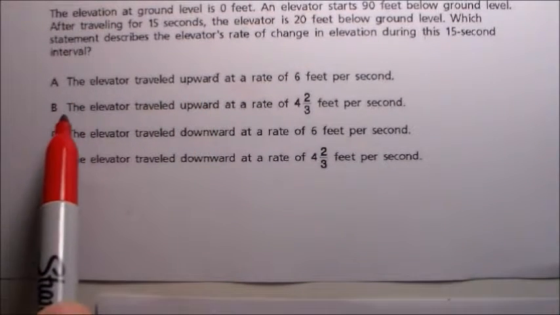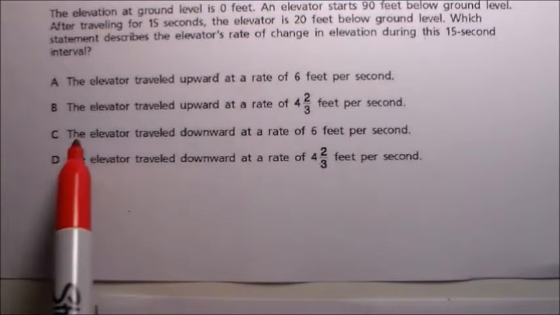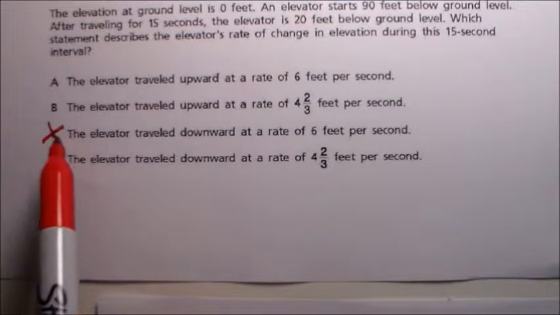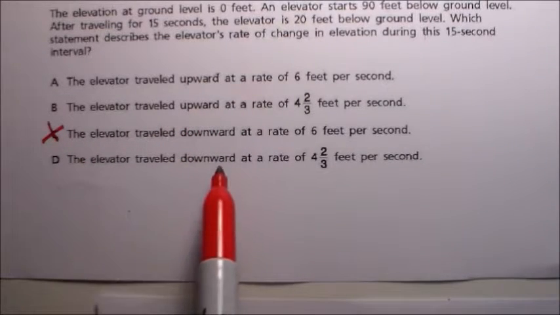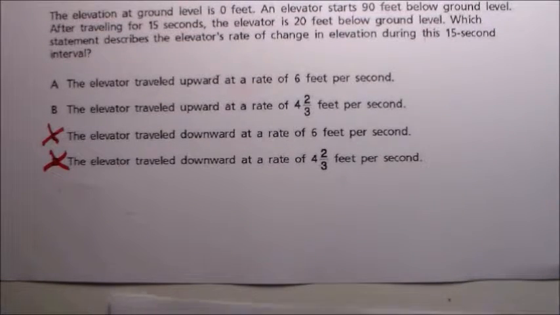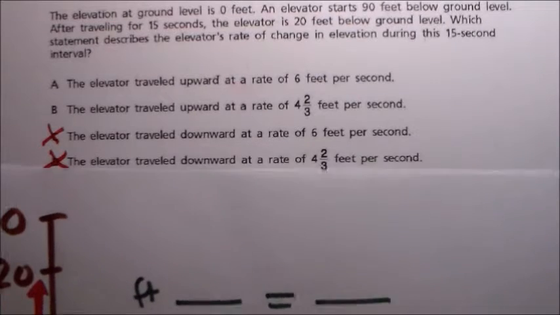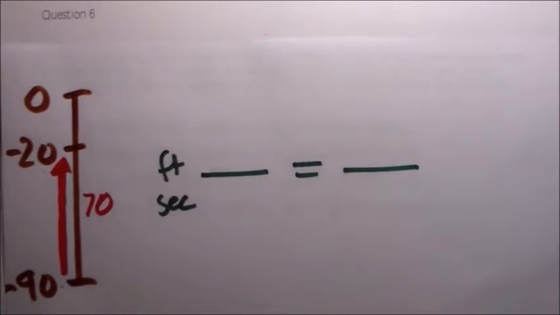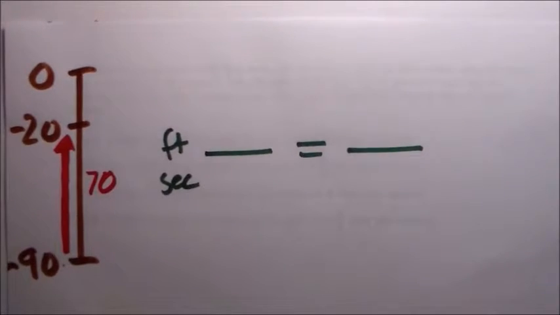So if you look at your answers, the elevator traveled upward. That's okay. The elevator traveled downward? No, that's not going to be right. So A or B is still in play, and C and D are out of here. So just drawing it out helps us get going on this problem.